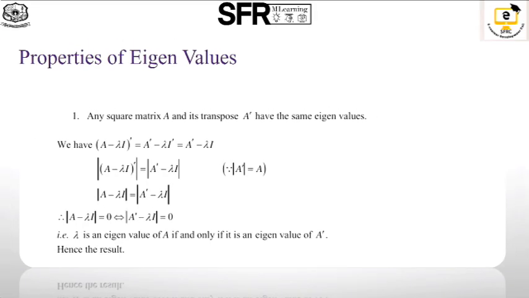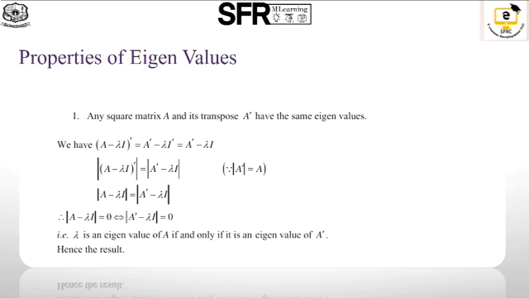First one: any square matrix A and its transpose A dash have the same eigenvalues. That is, if lambda is an eigenvalue of A, then lambda is also an eigenvalue of A dash. First of all we take A minus lambda I the whole dash, which is equal to, we know the property, A plus B the whole dash equals A dash plus B dash. So here A dash minus lambda into I dash. Lambda is a scalar value, so we cannot take lambda dash, which is equal to A dash minus lambda into I, since the identity matrix I dash equals I also.